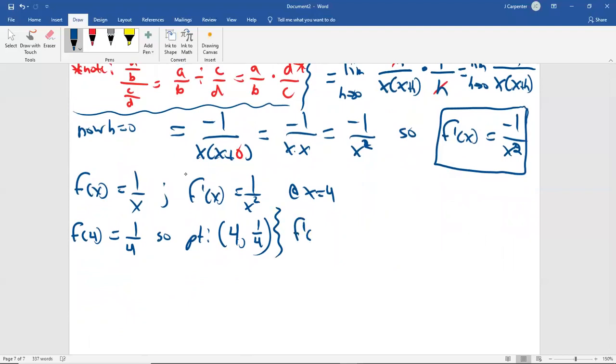F prime of 4 will give us our slope at that point. That's negative 1 over 4 squared, which is negative 1 over 16, so that's our m. The only information we need now is those two numbers, the point and the slope. We put that information into y minus y1 equals m times x minus x1, and we solve it for y ultimately.